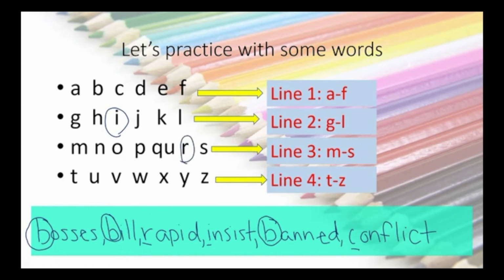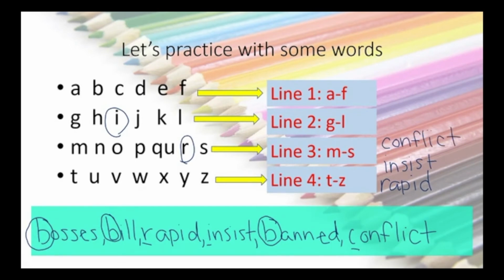So we're going to go ahead and start at the bottom and write the words that we know go at the bottom, rapid, above that insist in line 2, and in line 1, but still behind our 3 B words that we have, would be the word conflict with a C.